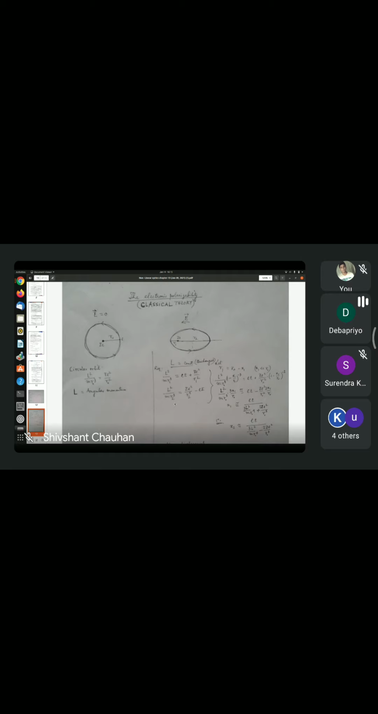On the right hand side, the two forces are opposite to each other, and therefore I have L square by m r2 cube equal to Z e square by r2 square minus e E. Now, because the electric field usually is very small compared to the electric field produced by the nucleus, I can assume that r1 is only a small change from r0. So I write r1 equal to r0 minus x1.